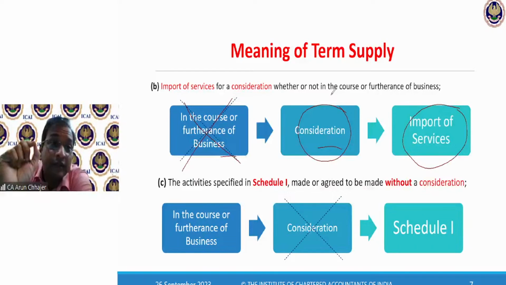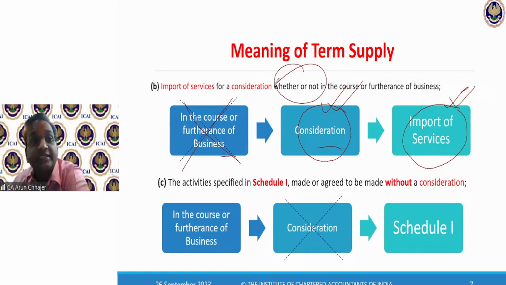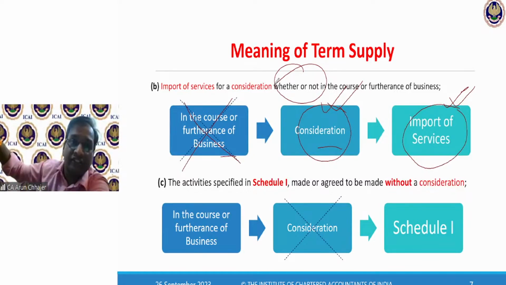GoDaddy.com is located out of India and I am from India, correct? So this transaction is import of service. I will pay something. But even though it is in the course or furtherance of business or not, I will pay the GST on this transaction, or rather I should say the government will collect the GST on this transaction. Who will pay the tax? Will the supplier GoDaddy take the registration, or will the recipient take registration and pay the tax? That is an altogether different topic of the reverse charge mechanism.